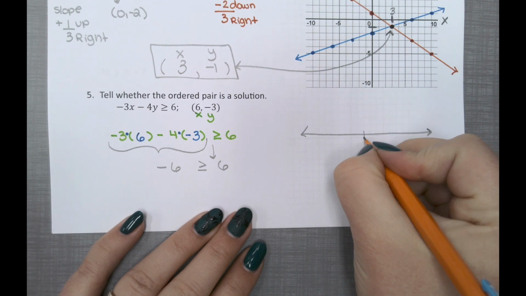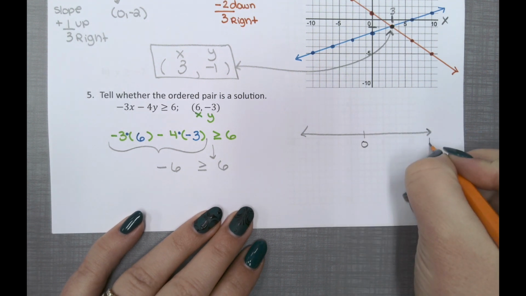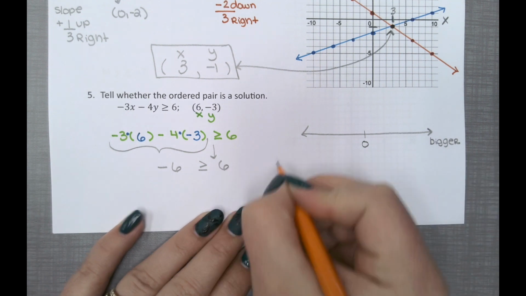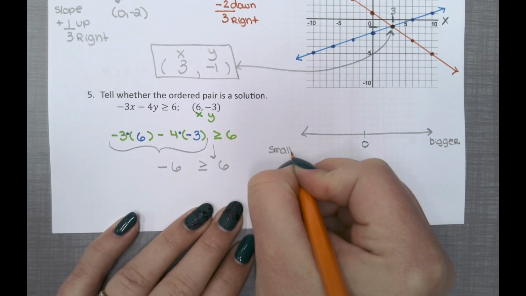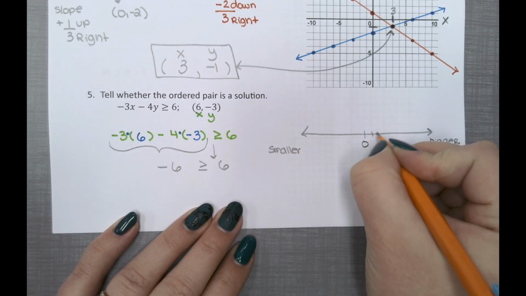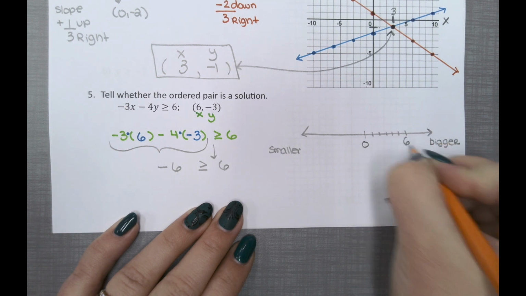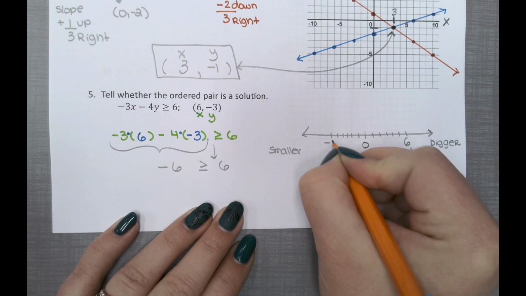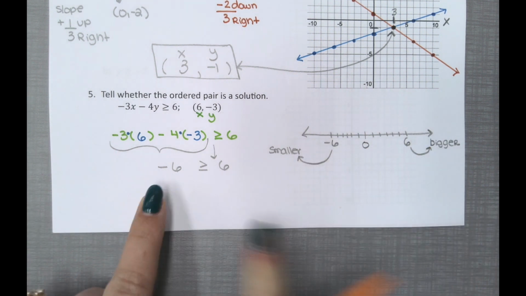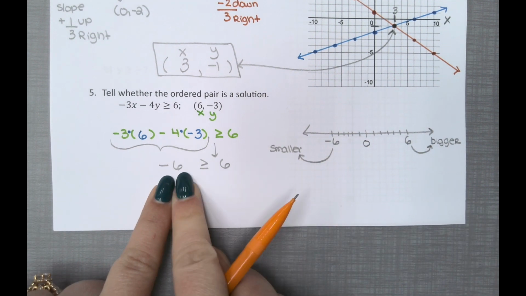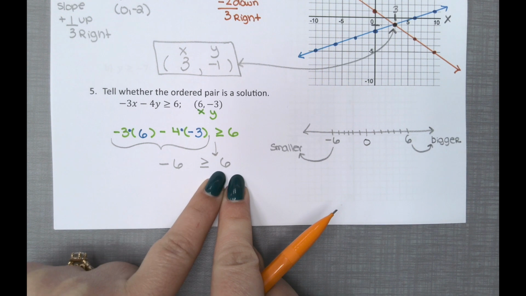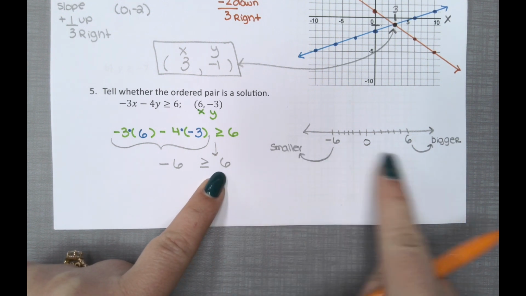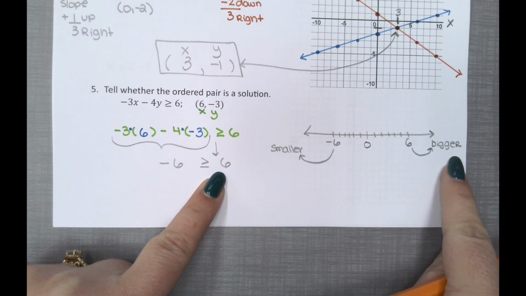Now this is a false statement, but I'm going to show you on a number line, if you're ever stuck. The right-hand side's bigger, the left-hand side's smaller. So you're going to write in your 1, 2, 3, 4, 5, 6. 6 is bigger. 1, 2, 3, 4, 5, -6. Here are the two numbers that we are comparing. We are comparing -6 to 6. -6 is smaller because it's closer to the left. 6 is bigger because it's closer to the right.